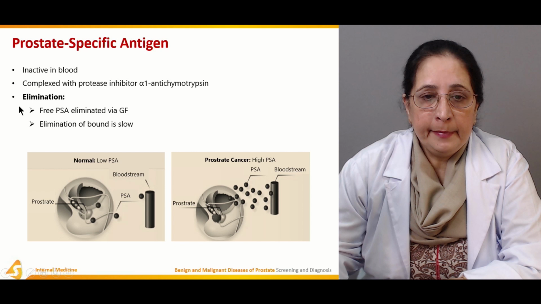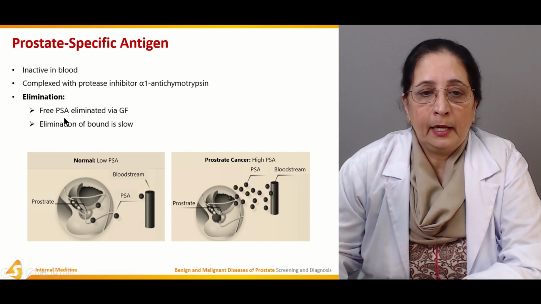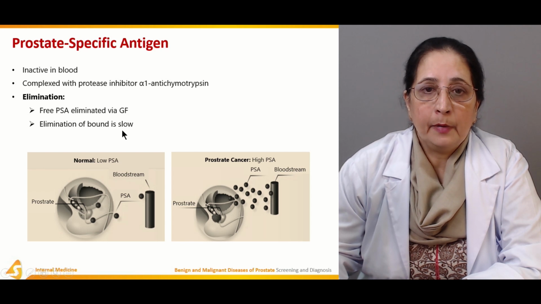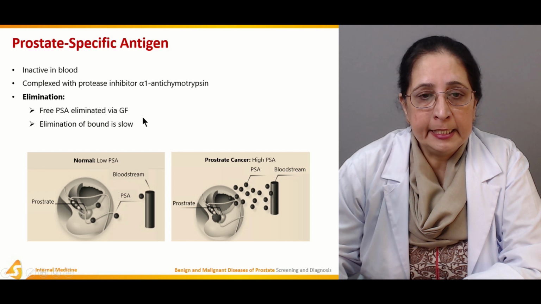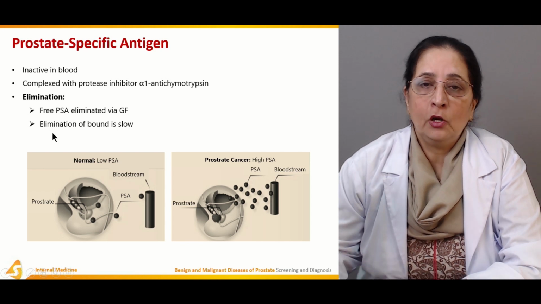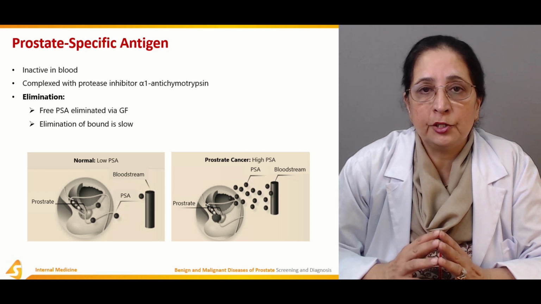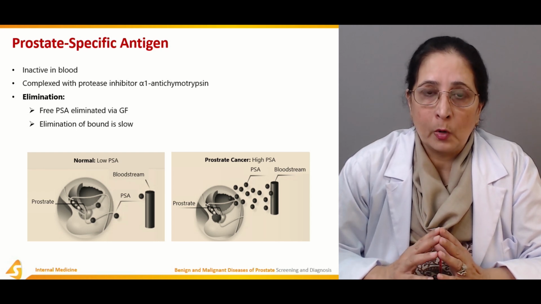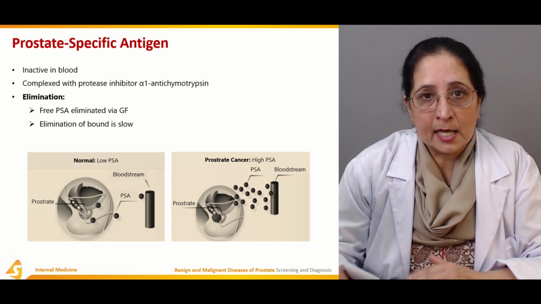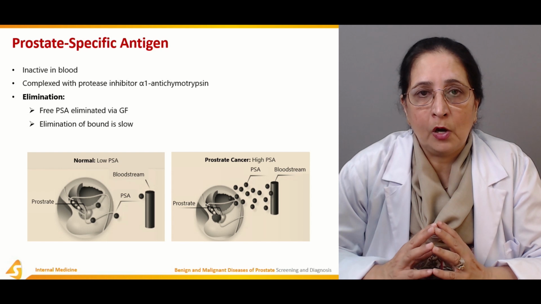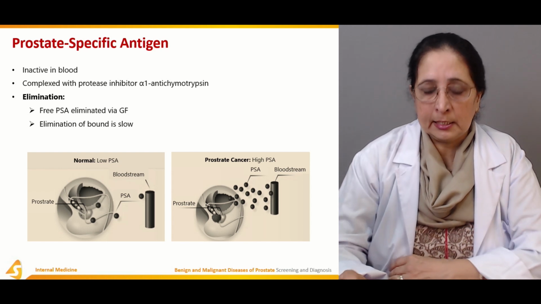Free prostate-specific antigen is eliminated by glomerular filtration through the kidneys, and elimination of bound prostate-specific antigen, which is not free, is slow. Though the free form is eliminated fast, the elimination of bound prostate-specific antigen is slow.